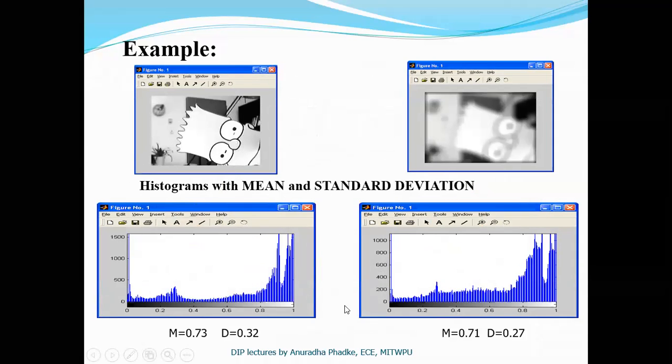So here is one example. For the very first image, the mean value is 0.73 and the standard deviation is 0.32. For the second image, the mean value is 0.71 and the standard deviation is 0.27. So this second image has a lesser standard deviation and hence its contrast is less as compared to the first image.